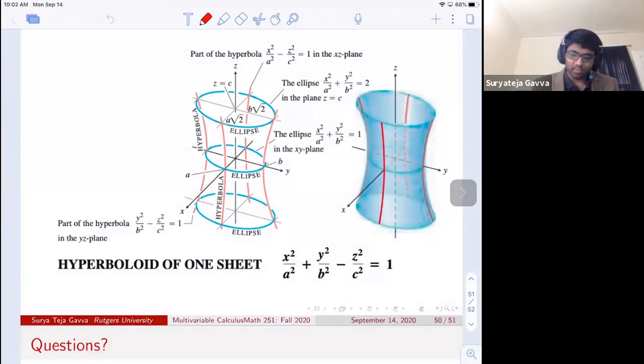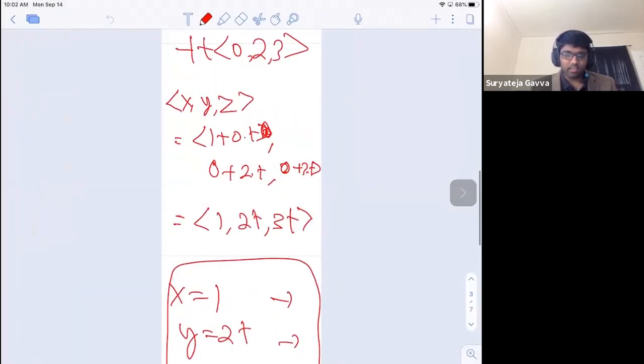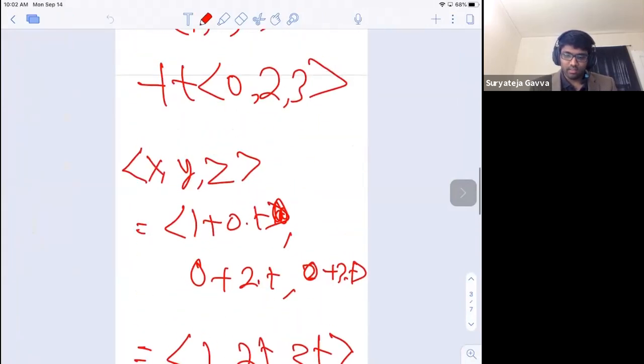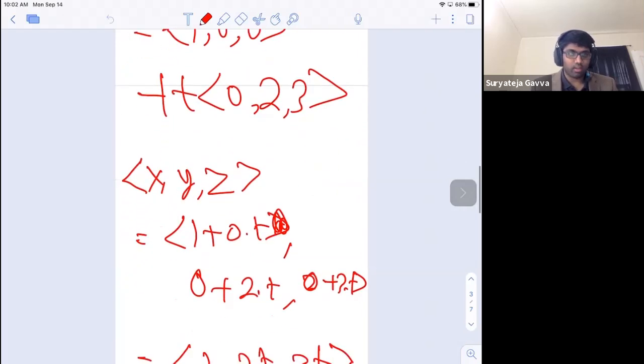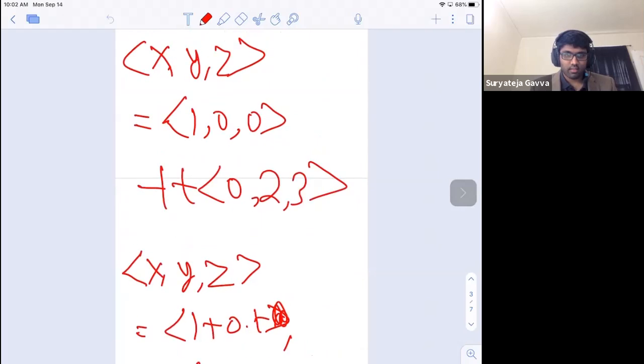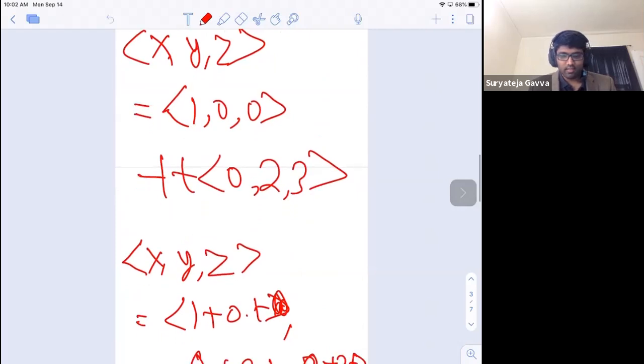Okay, someone is asking a question. Why is x, wouldn't x equal t? No, this is 1 plus 0 times t, right? So 0 times t and this 1 here. So 1 plus 0 times t is just 1. Is that clear? This is 1 here and this is t times 0.